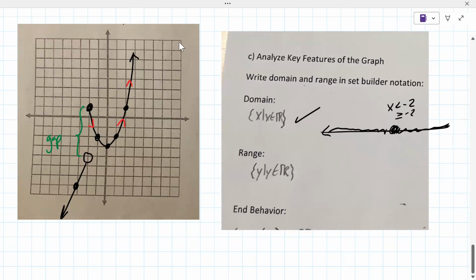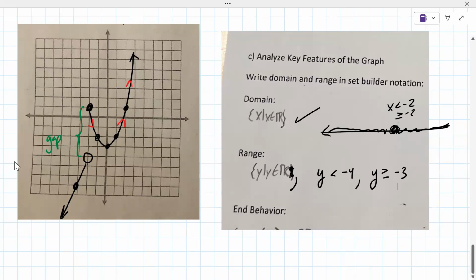Now the range is more complicated because there's this break in it. The range is like min to max. Let me write it, so this is incomplete here. You'd have a comma, and then you'd have y less than -4, comma, y greater than or equal to -3.